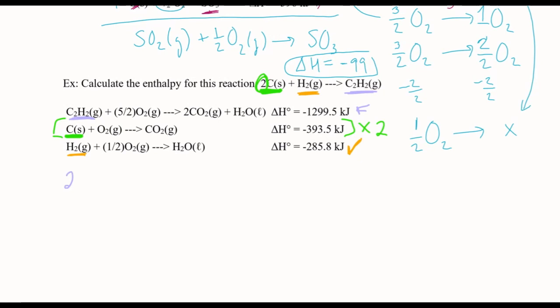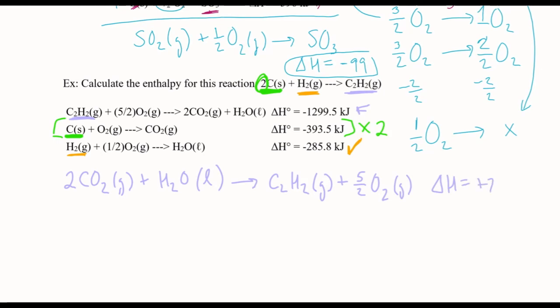Okay, so I'm going to rewrite these equations on the bottom how they should be. So the first one, I'm just going to flip it so the reactants are becoming the products. We have to flip it so it matches the original. And when you flip it, you need to change the sign. So this is going to be positive 1299 kilojoules.